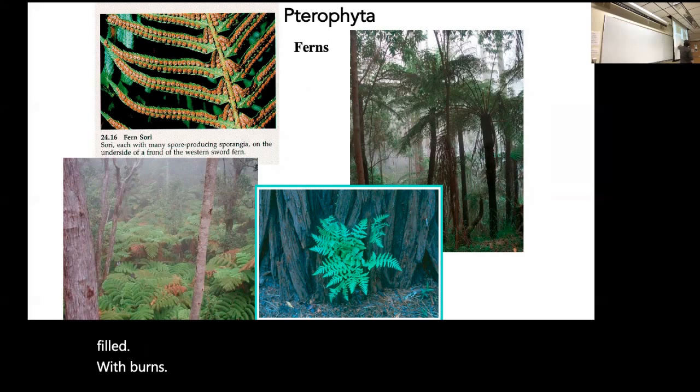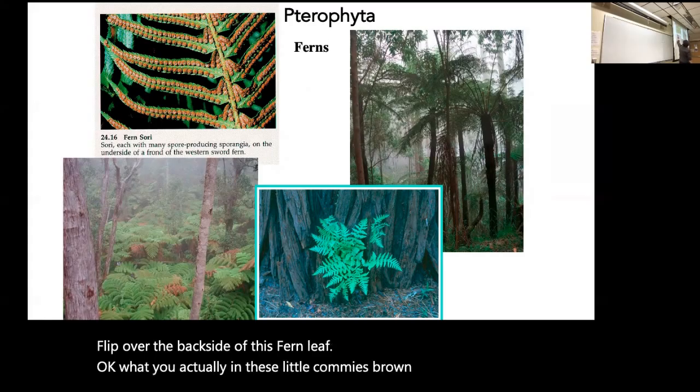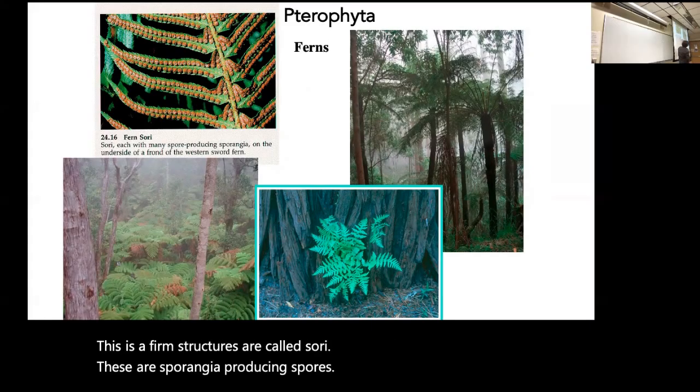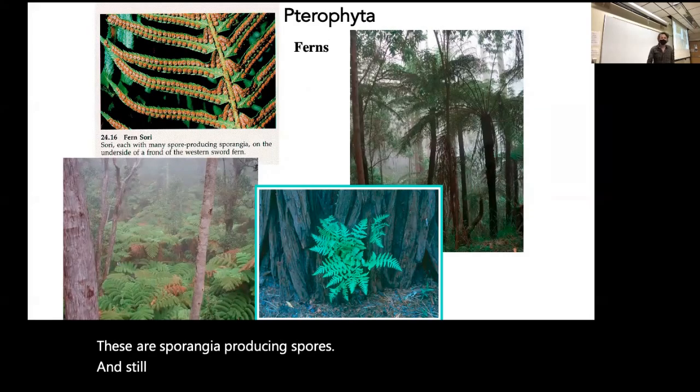Flip over the backside of this fern leaf, okay, what you actually see are these little tiny brown spots. In a fern, in structure they're called sori. These are sporangia, producing spores. And still producing spores. Ferns are wonderful.